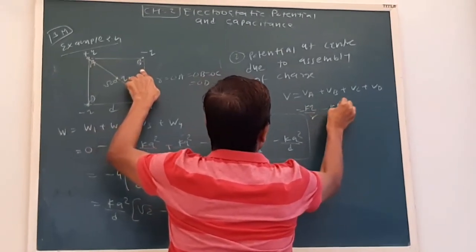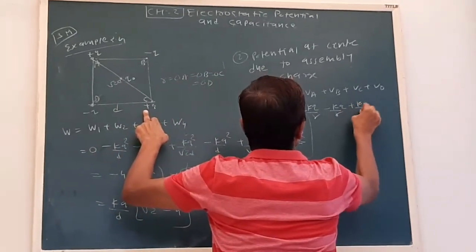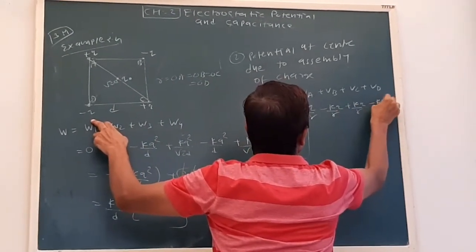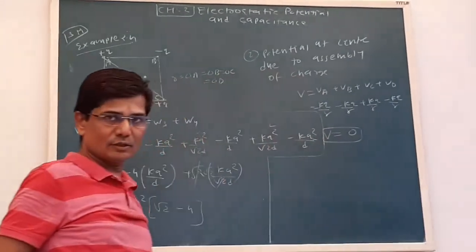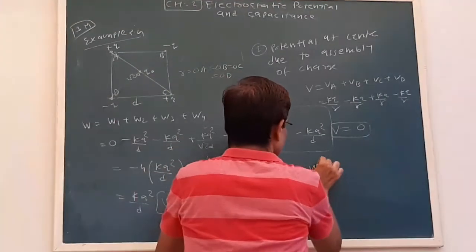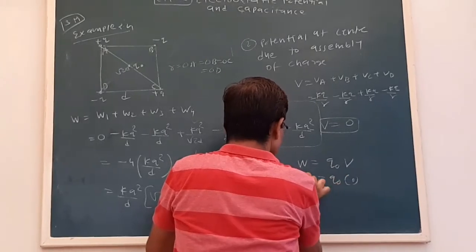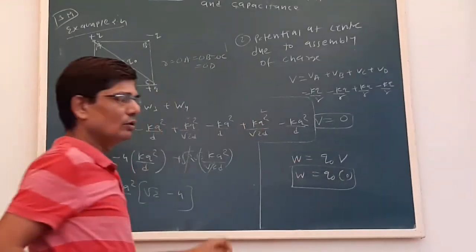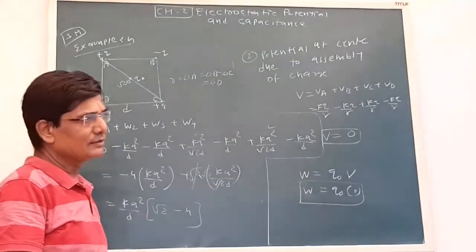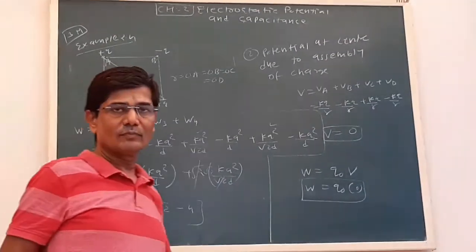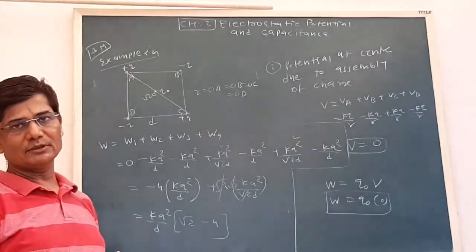This will be minus KQ by R, plus KQ by R, and minus KQ by R. So what we see here is that the potential is 0. Now the work done is Q0 into V. So the work done to bring Q0 charge to the center of the square, that is our second part, will be 0. Okay, this is a good example of how we can establish the assembly of a system of point charges.